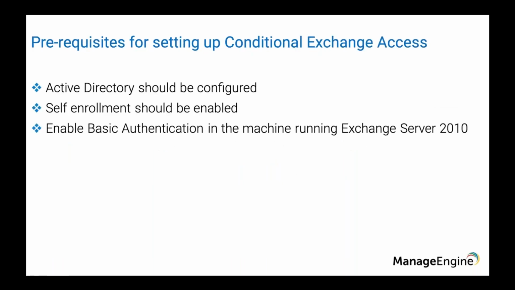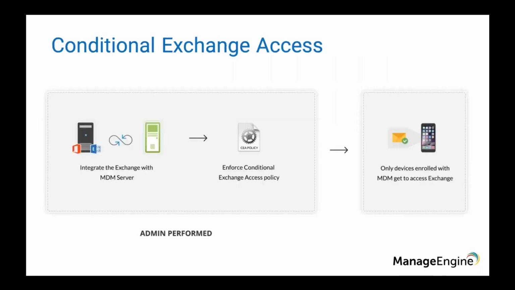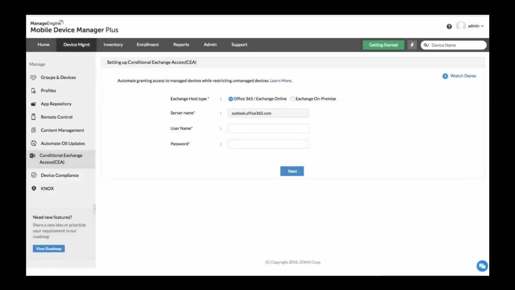There are certain prerequisites. The Active Directory must be configured. Your self-enrollment option should be enabled. And if you're running Exchange Server 2010, you'd have to enable basic authentication on that machine itself. How we achieve this is by integrating the Exchange server itself, either the Office 365 cloud service or the Exchange on-premise service that you have, with the MDM, and then we would enforce a policy on the respective mailboxes present over there. So only the devices that are enrolled with the MDM would get access to the Exchange services. Here, under the Device Management tab, you have Conditional Exchange Access.